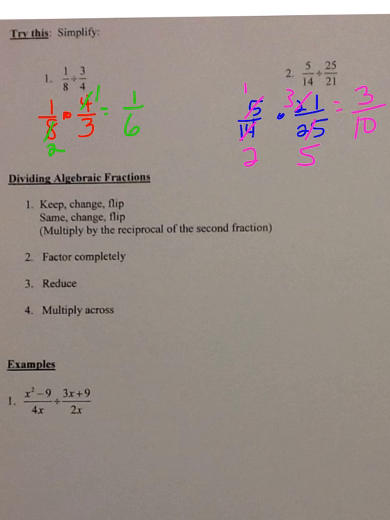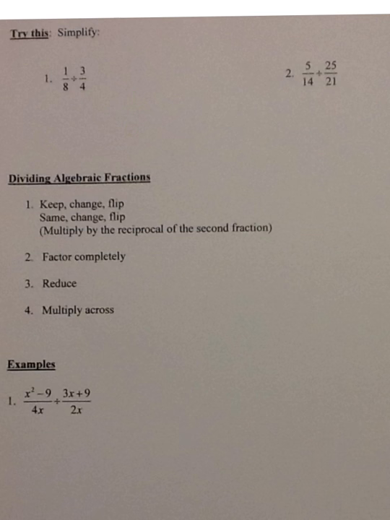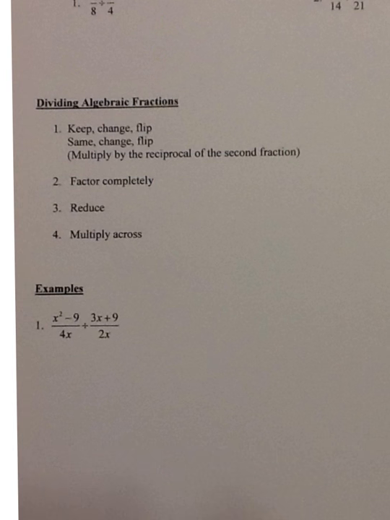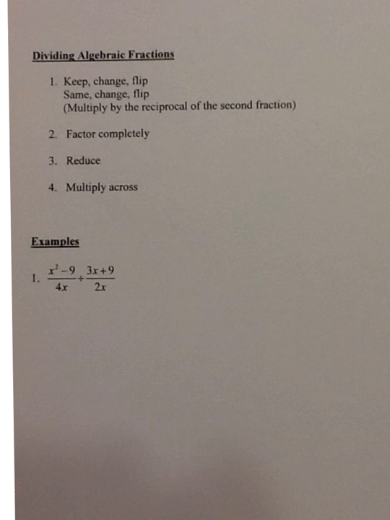All right, so we're going to do the same thing with algebraic fractions. We're going to be dividing. So basically, it's the same exact thing as multiplying, because what you're going to do is same, change, flip, and change to multiplication. All right, so let's just take a look at the steps. So you might have heard it as keep, change, flip, or same, change, flip. So what we're really doing is we are multiplying by the reciprocal of the second fraction. Then you're going to factor completely, reduce, and then multiply across.